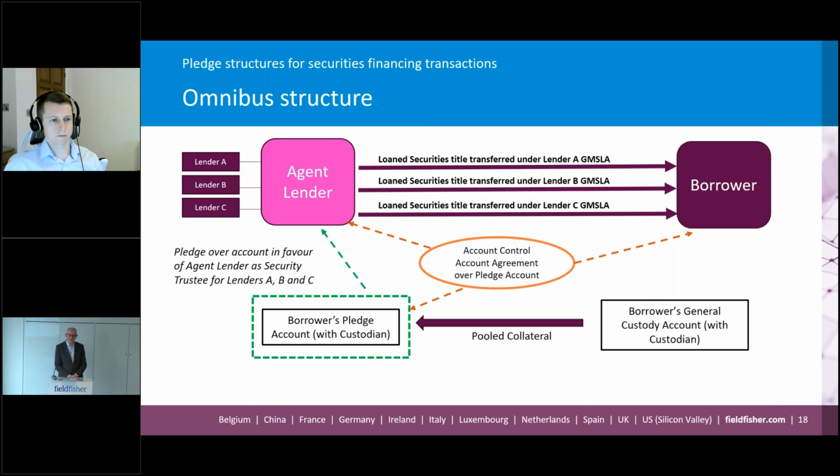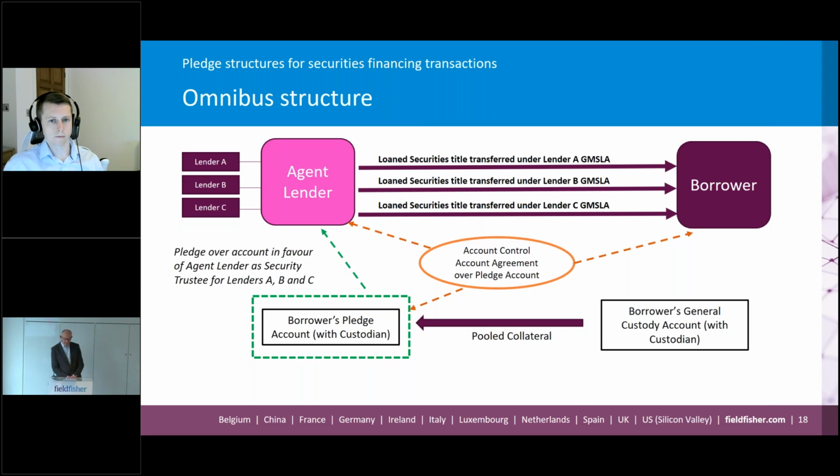Typically, under these structures, the agent will indemnify the lenders against any losses that arise from a borrower default. The idea being that the lenders don't have to worry so much about the creditworthiness of the borrowers, because the agent is effectively standing behind it, and it's a way of getting customers to sign up to these programs. But in a title transfer situation with the collateral, each GMSLA will get closed out separately, and therefore there's no mechanism to effectively plug a shortfall in one collateral pool for one lender against any excess collateral that may be held by a different lender.